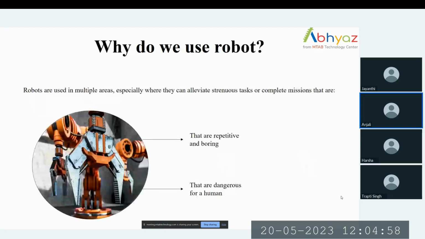So this is the generally asked question: why do we use robots? One of the best things about robots is their ability to do tasks which are repetitive and boring, and that are dangerous for a human. Let me tell you some examples of uses of robots in manufacturing.